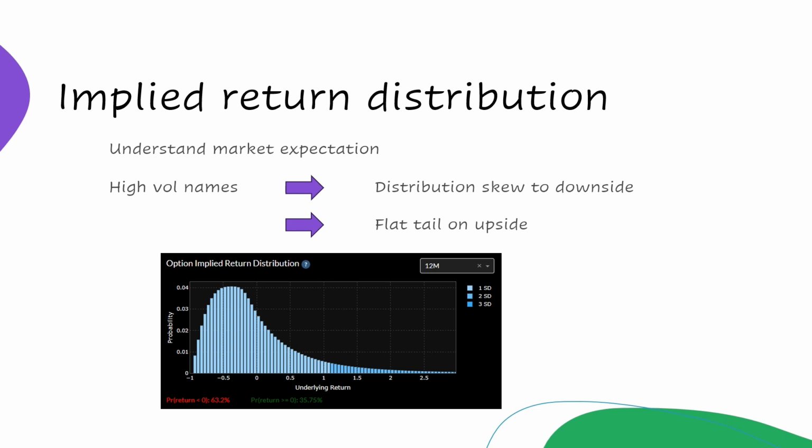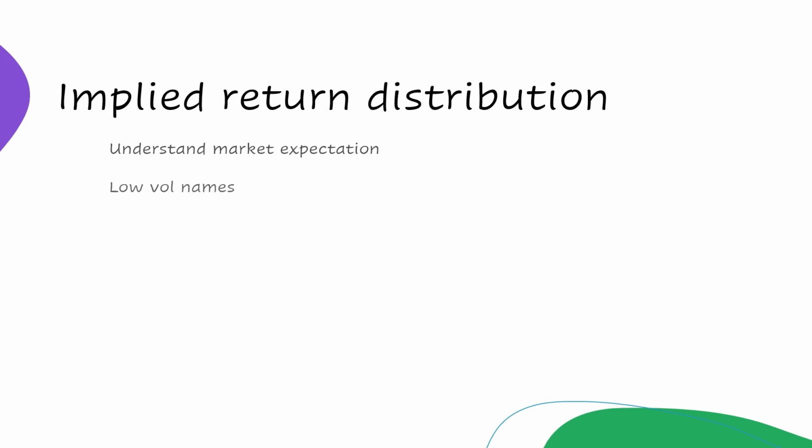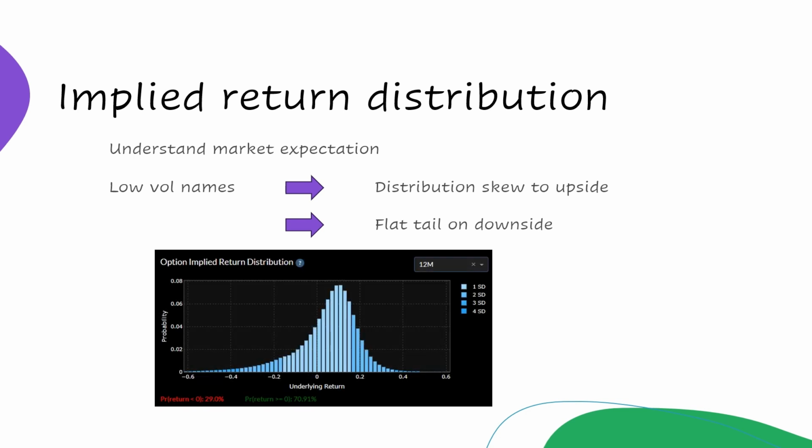This phenomenon is due to high volatility names usually associate with higher risks, but with potentially high return. On the other hand, low volatility names usually have return distribution skewed to upside, but with flat tail on downside. This is implied distribution of SPX, which is one of the most low volatility and stable equity underlyings. We can clearly see the upside skewed distribution with flat tail on the downside.